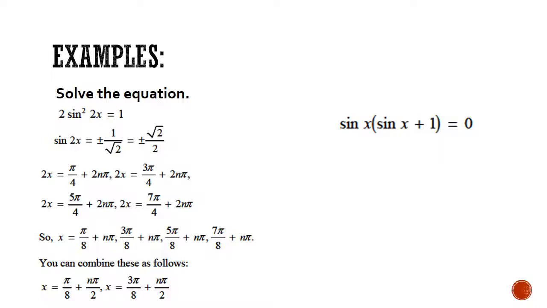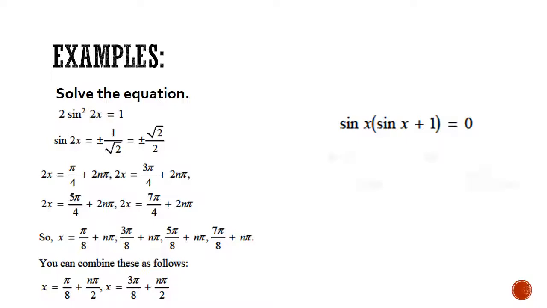Then what we do is we divide each of those by 2. So we end up with pi over 8 plus pi n, 3 pi over 8 plus pi n, 5 pi over 8 plus pi n, and 7 pi over 8 plus pi n. And then they combine them and a little bit more too. I'm not worried about you combining it all the way down. So if you get that second to last line, I'll be very happy.